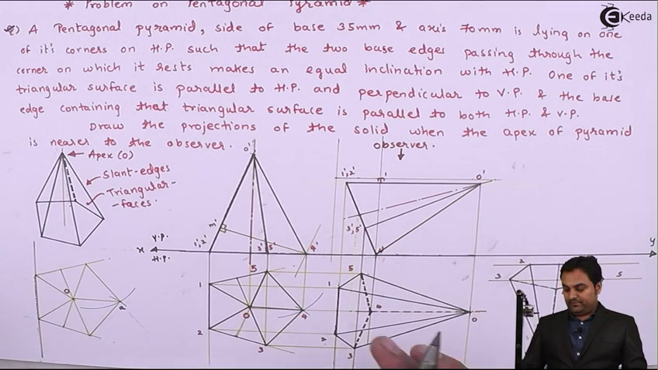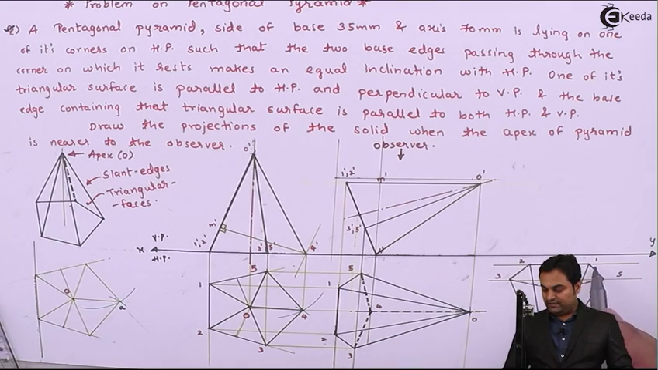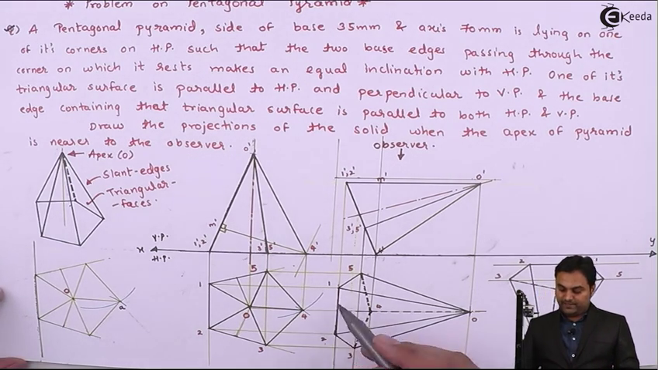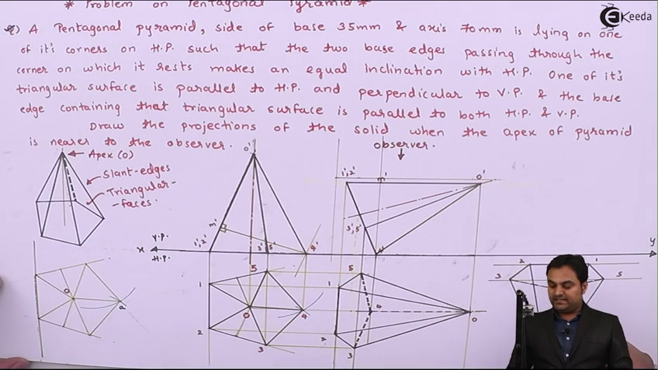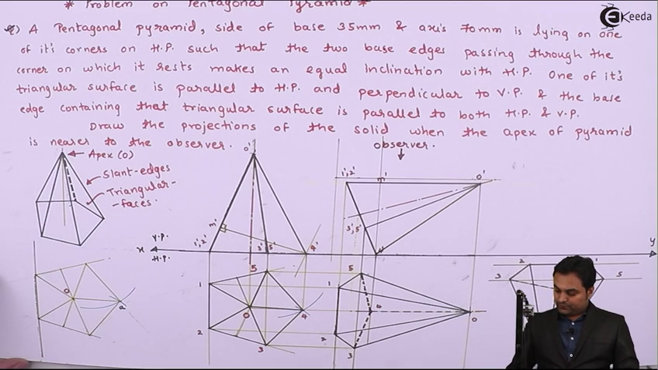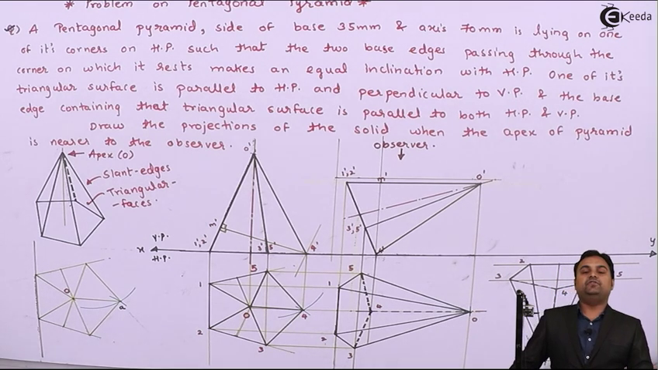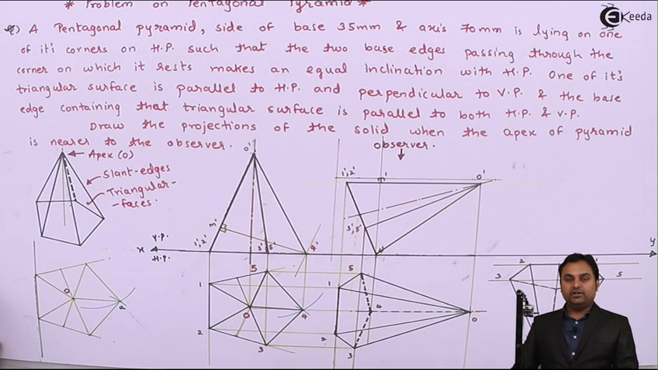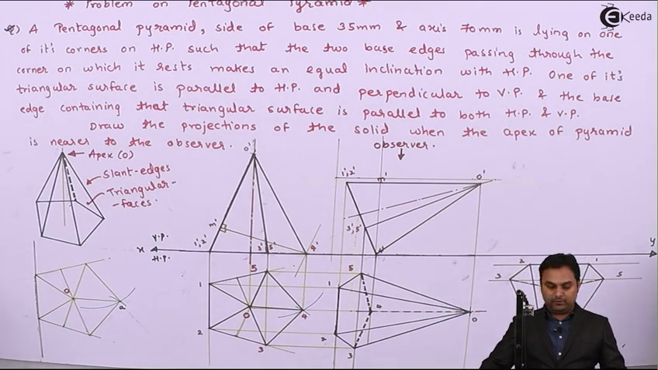Now this is the pyramid in which the edge 1 to 2 is parallel to VP. Previously the same edge was parallel to HP. Now it is parallel to VP. So as an observer here, observer is at the bottom. So those points which are closer to the observer will be projected first. If we look from here, apex is closer, so apex will be plotted first.